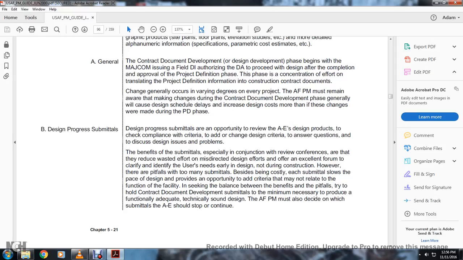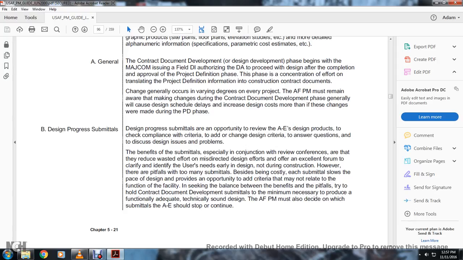However, there are pitfalls to many of the submittals. They can become costly. Each submittal slowly places design provided adequately, and may add criteria that may not relate to the functional facility. In seeking the balance between the benefits and pitfalls, try to hold the contract document development submittals to the minimum necessary to produce a functional, adequate, technically sound design.